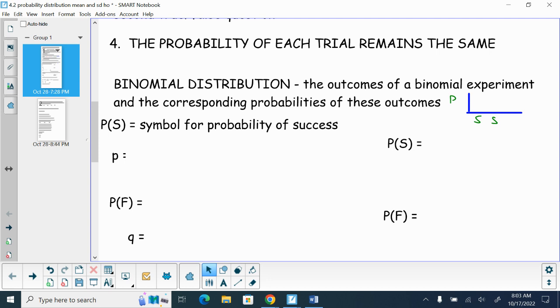Is that a symbol for probability for success? The symbol for probability of success, and little p is the numerical value for that. What is your probability for success?